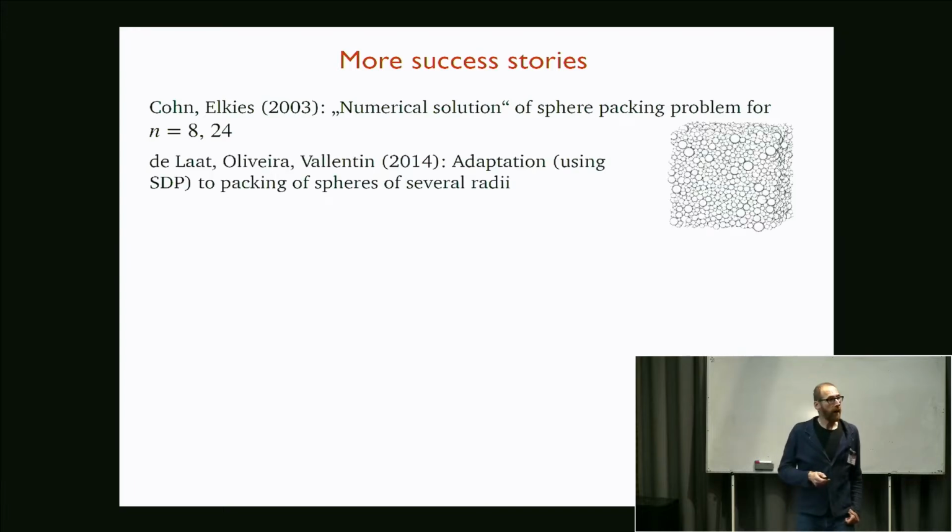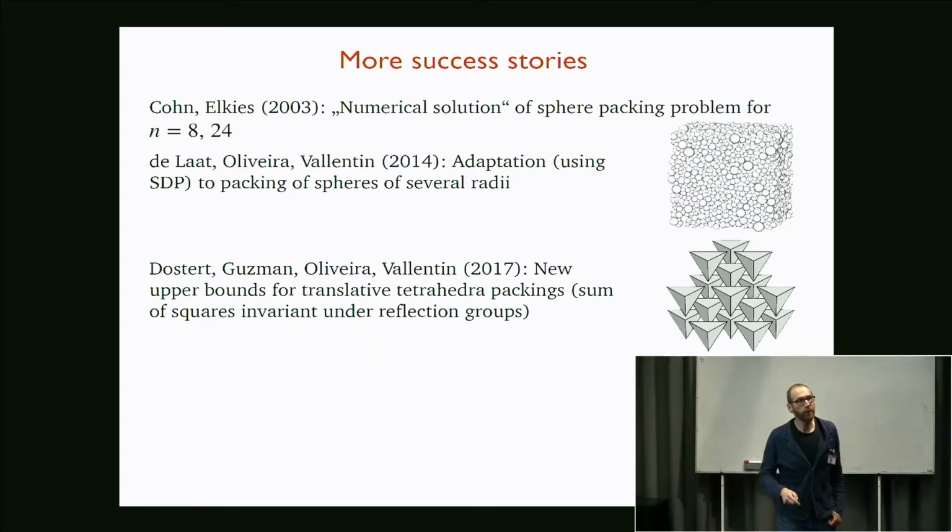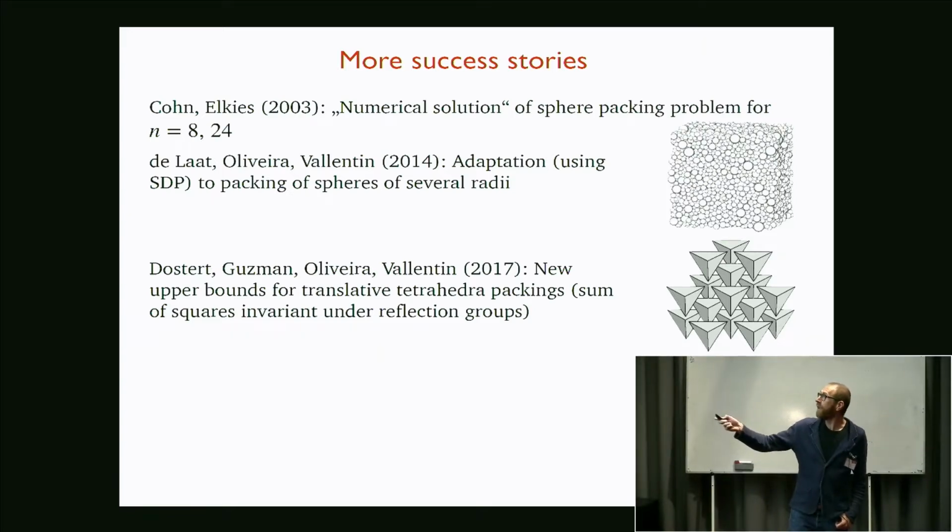Then together with David de Laat and Fernando Oliveira, we could adapt this Cohn-Elkies bound, or the Lovász theta number, for packings of spheres of several radii, like here. Then together with Maria Dostert, Cristóbal Guzmán, who also was a postdoc here, I think, and Fernando Oliveira, we could also use this technique to find new upper bounds for translative tetrahedral packings. So we could go from spheres to non-spherical shapes like tetrahedra.